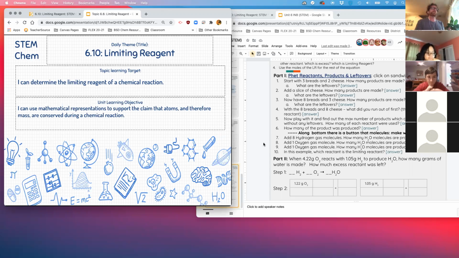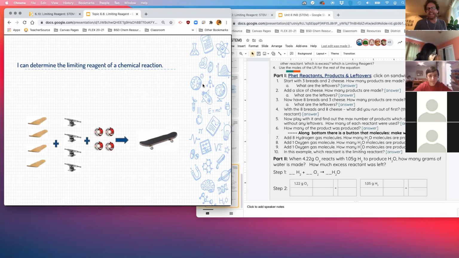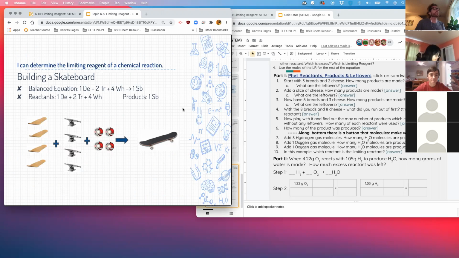All right, everybody. Today we're talking about limiting reagents. And the first thing is kind of an analogy, if you will. Let's say you have a skateboard. To build a skateboard, you need one deck, just one of these wood things on top. Trucks, you need 2 trucks, and you need 4 wheels to make one complete skateboard. So if I give you 4 decks and 4 trucks and 4 wheels, how many complete skateboards can you build? You said it, one complete skateboard.